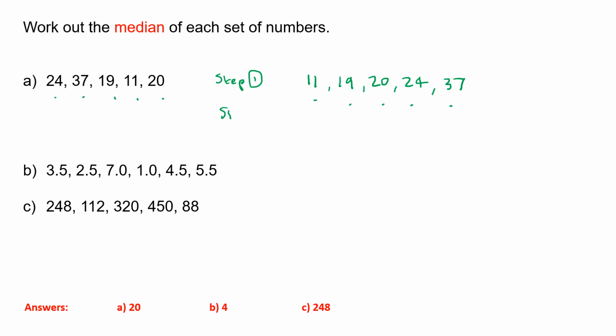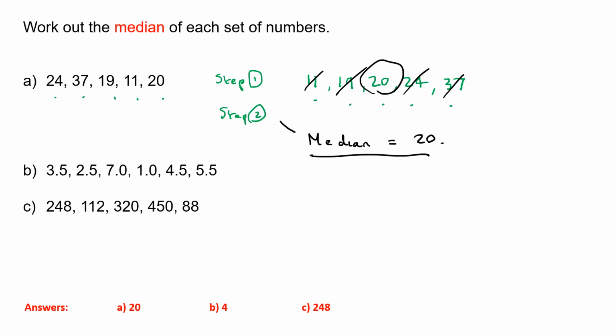Step 2 is to find the middle number. Well, what I'm going to do is just cross off the ends until I get to the number in the middle and put a circle around it, and that will tell me that the median is 20. There's another couple of examples for you to have a go at there, and the answers are at the bottom.